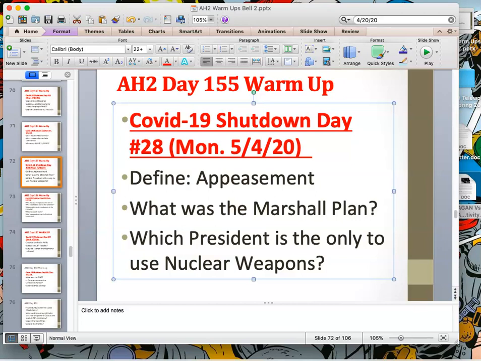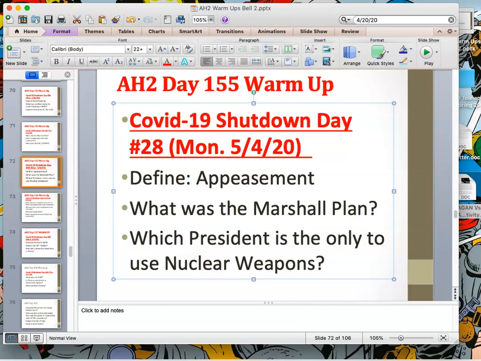Define appeasement. This is giving in to a dictator in return for a promise of being left alone. This is what Chamberlain did to Hitler in World War II. It does not work. If you give the bully your lunch money not once, not twice, but 3 times, and you continue to give him your lunch money, he's going to know he can take it.